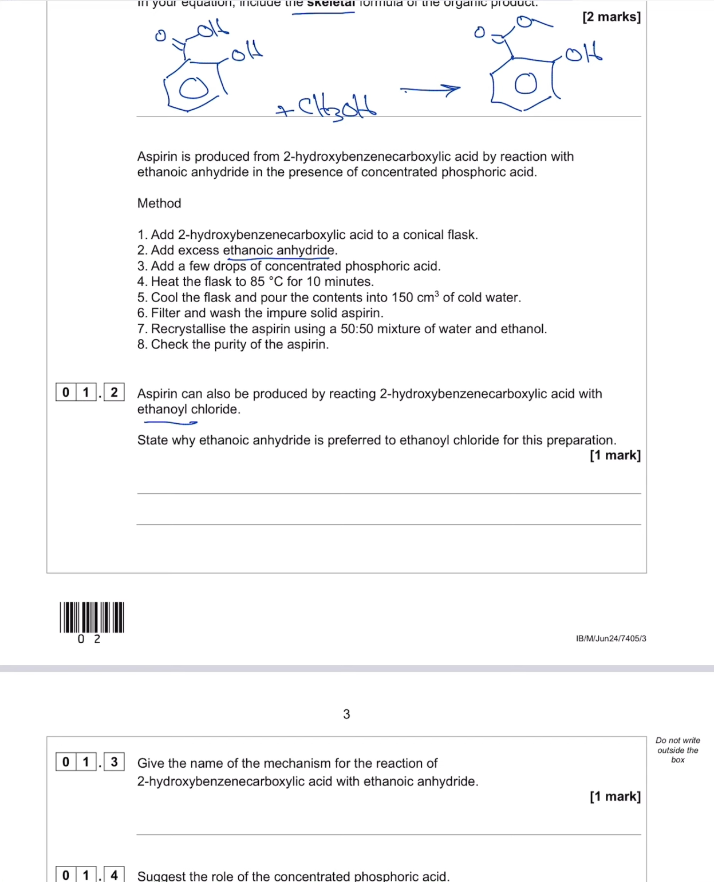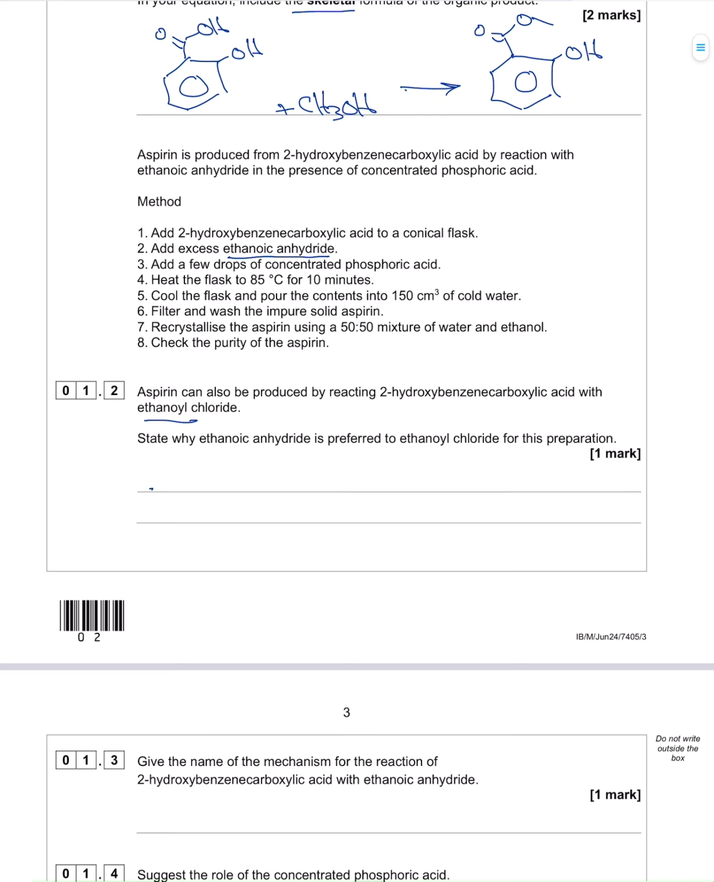Of course, we know that ethanoic anhydride is less corrosive than the ethanoyl chloride. Also, ethanoyl chloride will produce a lot of acid, which is hydrochloric acid, as a side product, but the ethanoic anhydride will produce weaker acid, which is the ethanoic acid. So you can write any of these, just one of these because it's only 1 mark. So we can say that ethanoic anhydride is less corrosive.